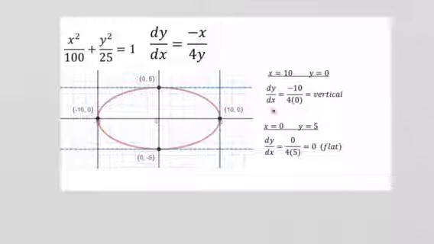Okay. What about when x is 0? Well, then y is going to have to be 5, because 5 squared over 25 equals 1. X is 0, y is 5. We get x over 4 times y, which is 0, and we have a flat slope at 0, 5. And then it's going to be something similar at negative 10, 0, and 0, negative 5. Okay, horizontal, horizontal, vertical, vertical. Again, if we plug these x and y values into our dy dx, we should get an undefined slope and a slope of 0.